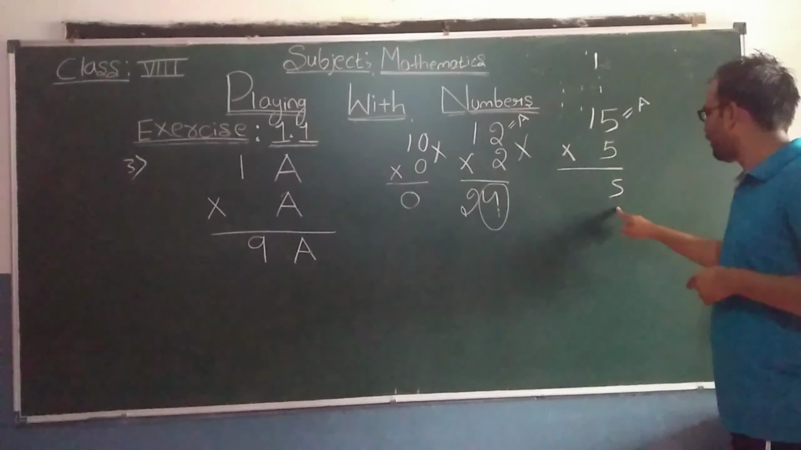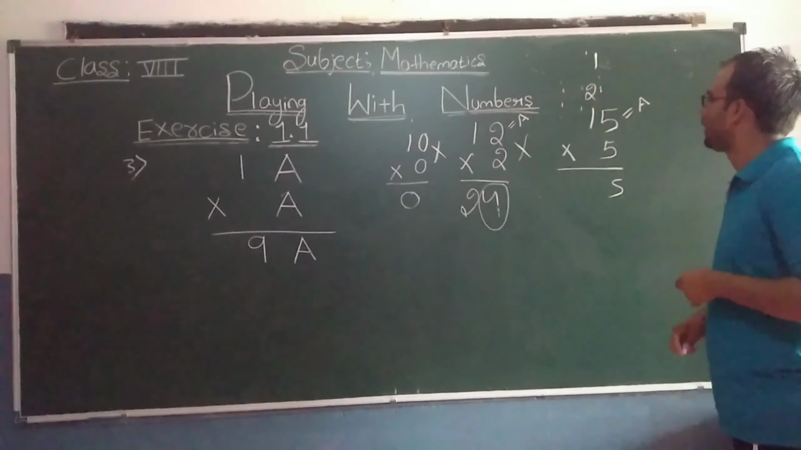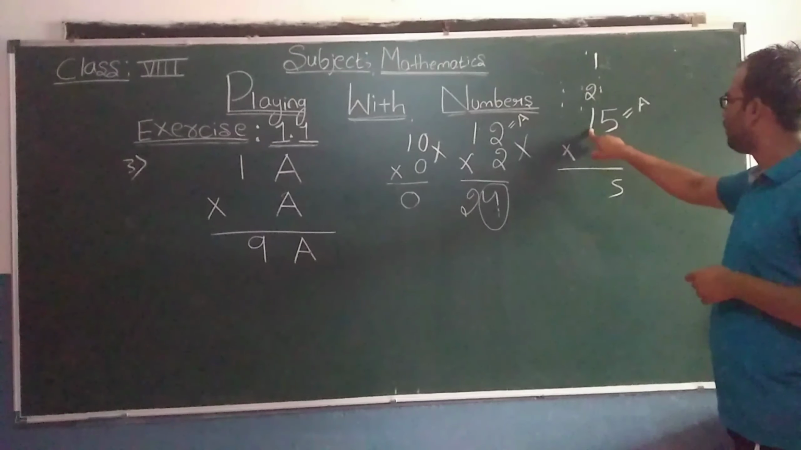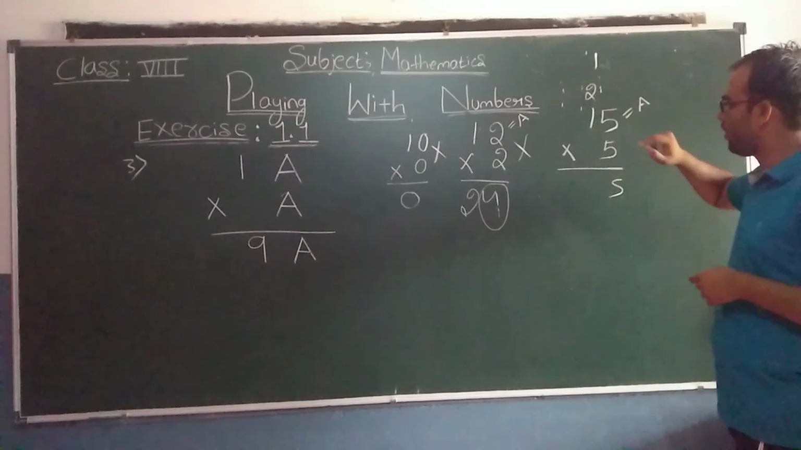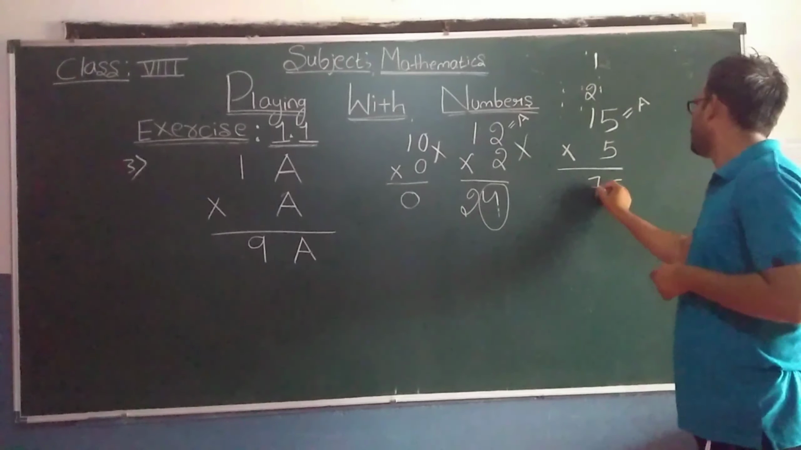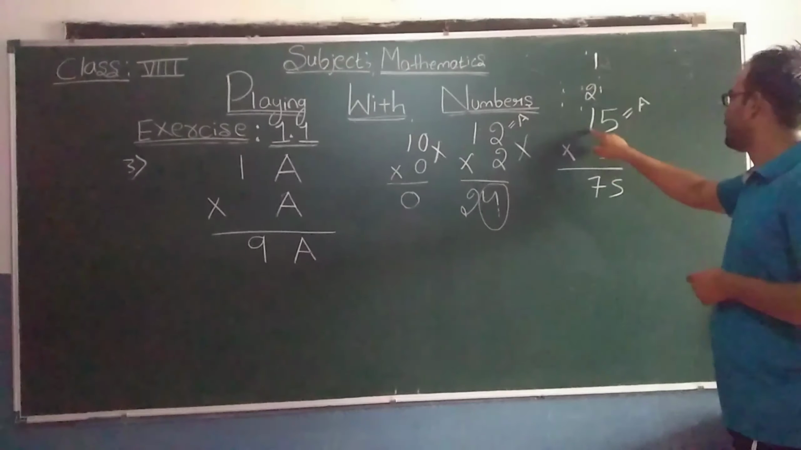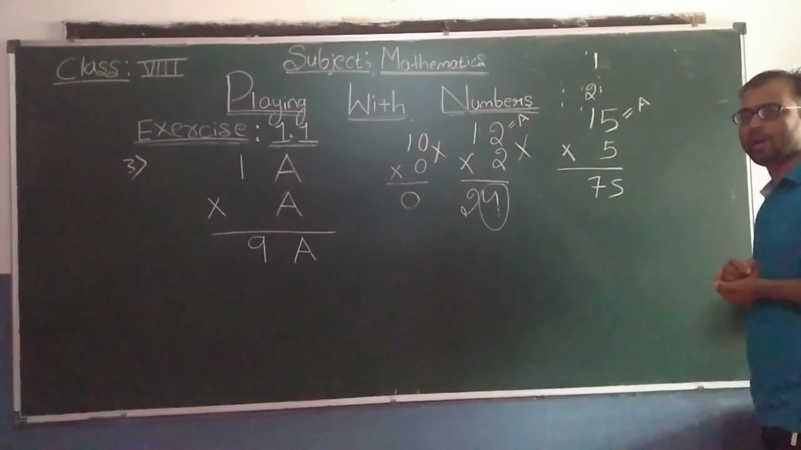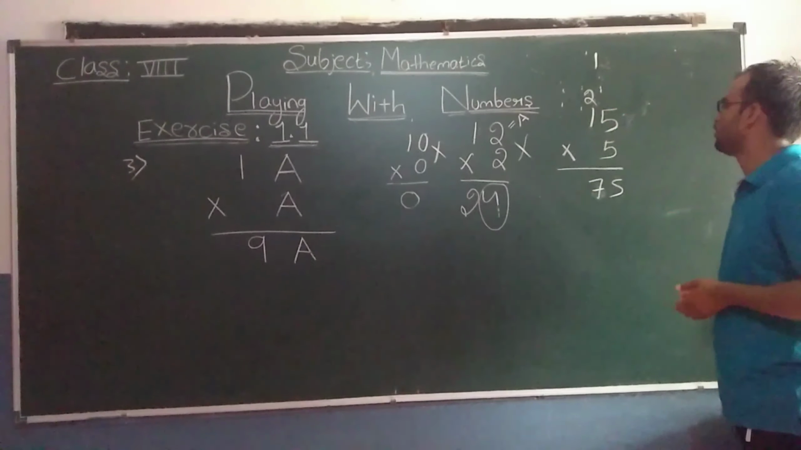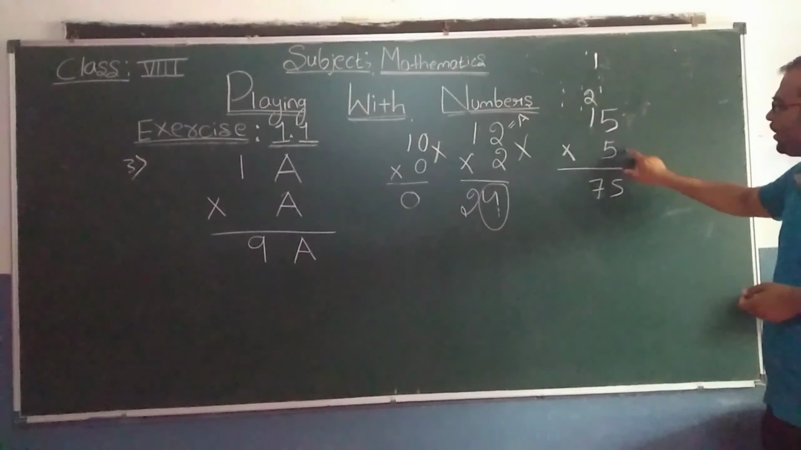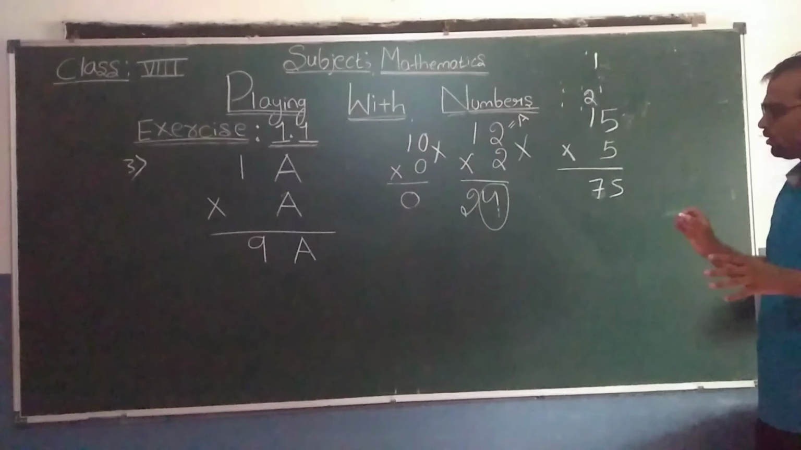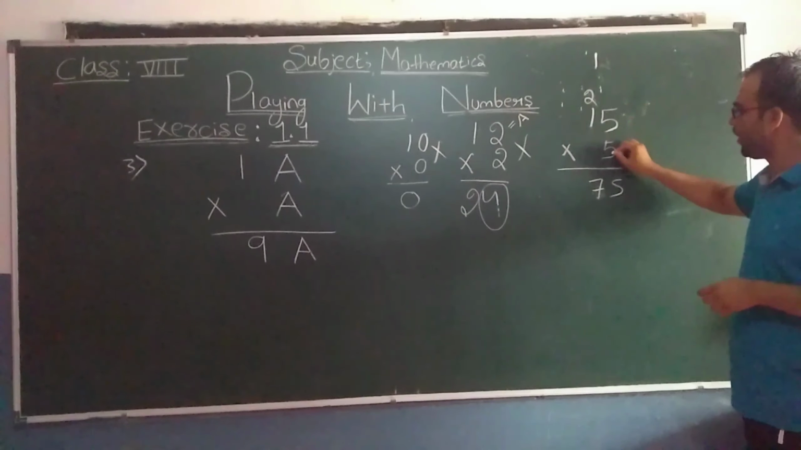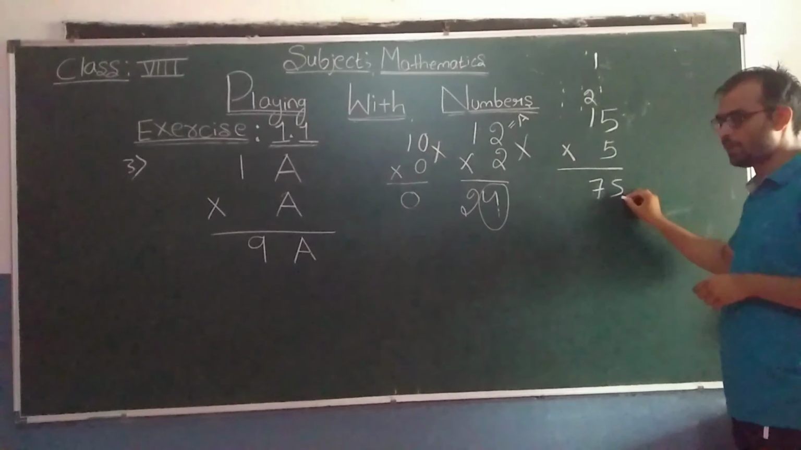5 fives are 25, 2 carry. Now 5 ones are 5, plus 2, so 7. What have we got? 75. So 15 fives are 75. So see here, when we assume a as 5, 5 into 5 is 25, so at the ones place 5 is there.